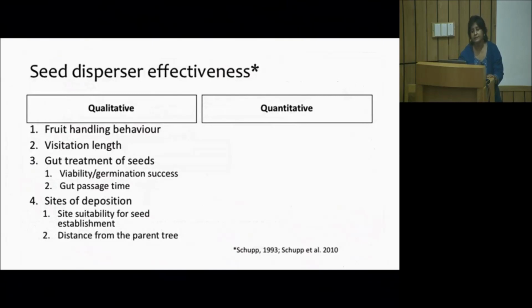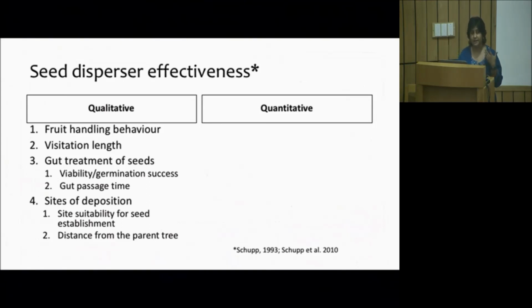So seed disperser effectiveness, how is it measured? There are 2 different aspects to it. One is the quality part, and the other is the quantity part. How many visits are made, how much fruit is eaten, how many seeds are dispersed, is the quantity part.